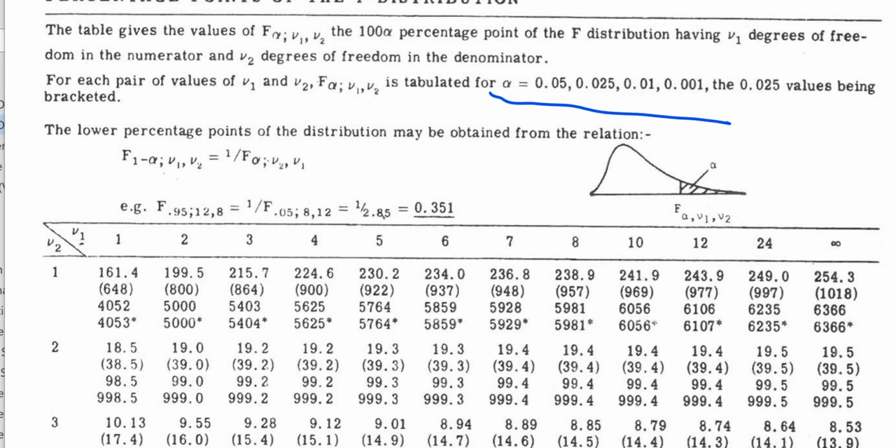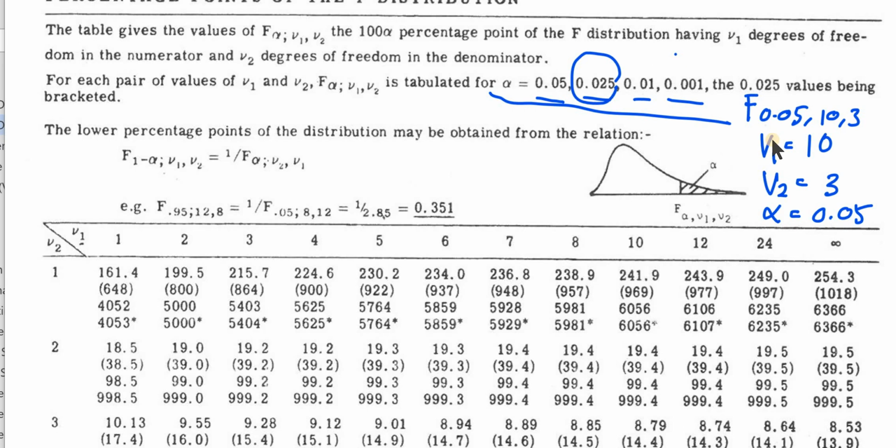The first value is 0.05, the second value is 0.025, the third is 0.01, and the last one is 0.01. The second value, which is in the bracket, is 0.025. So all the values in the bracket are 0.025. So for the F distribution, we are limited to only 4 alpha values.